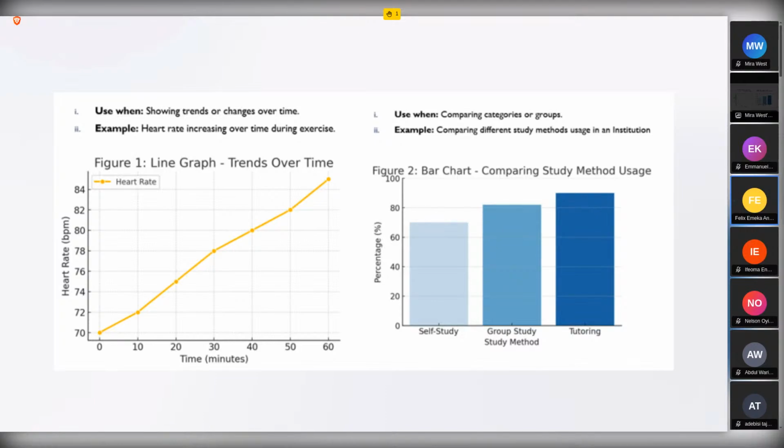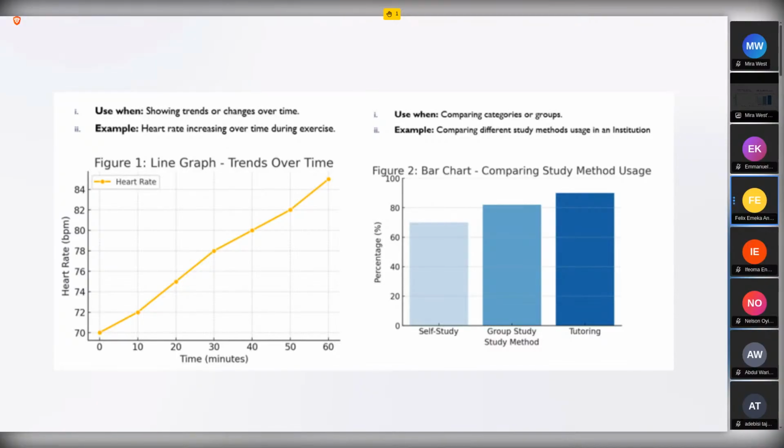All right. So looking at this figure 2 now that is comparing study methods, you have self-study, you have group study, you have tutoring. All right. Self-study, group study, tutoring. So these are 3 different study methods. Now, looking at the percentage, maybe we want to look at which study method students use mostly.